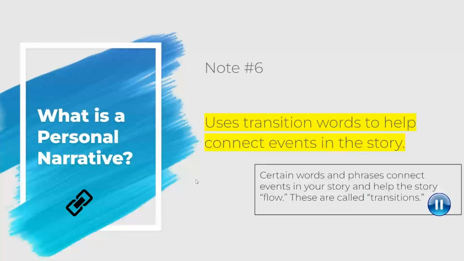Use transition words during your personal narrative to help connect events in the story. Certain words and phrases connect events in your story and help the story flow. We call these transitions, and this is something else we'll work on.